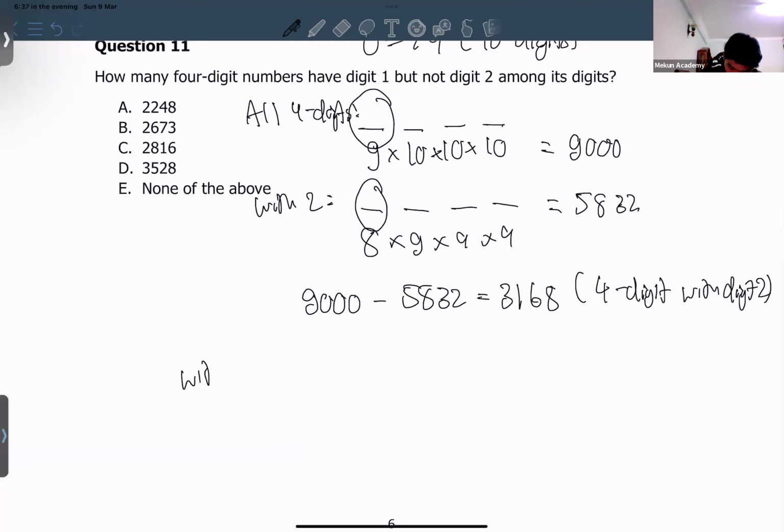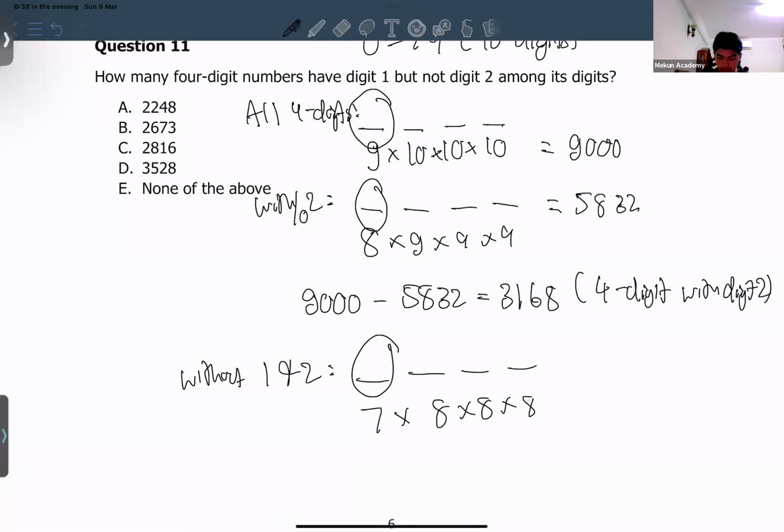So without 1 and 2, for the first place, you will get 7 possible options. Second place, you get 8, 8, and 8. So in total, you will have a total of 5,384 numbers that do not contain digit 1 and 2 in all of its 4 digits.